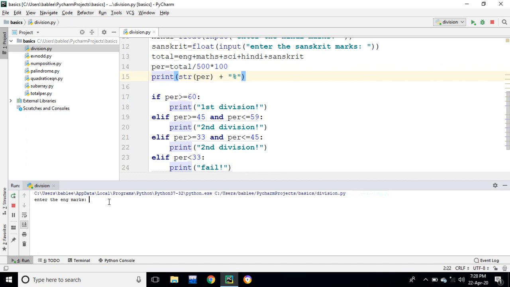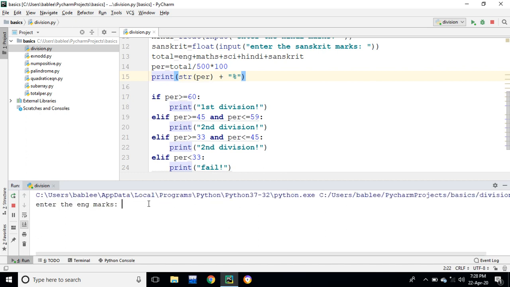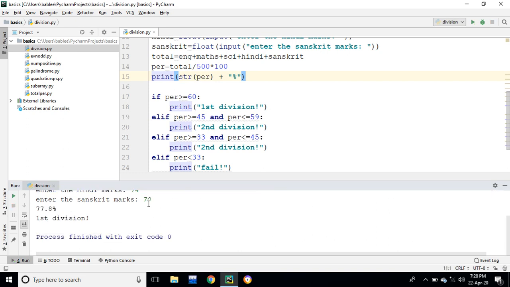So please enter the English marks. We have 75, maths marks is 90, science marks is 80, and after that Hindi we have 74, and 70 for the last one, that is Sanskrit. So we got 77.8, which comes under greater than or equal to 60, and we have first division.